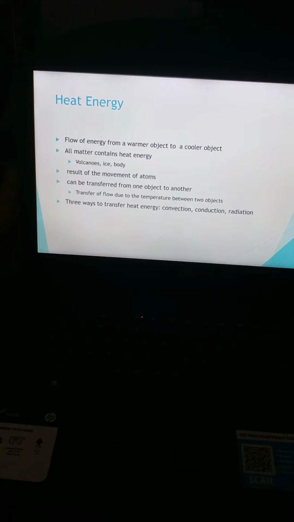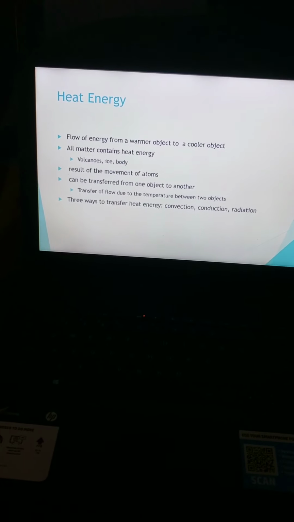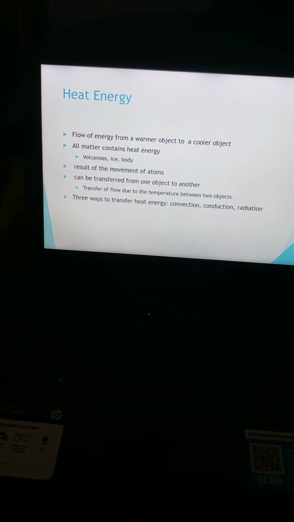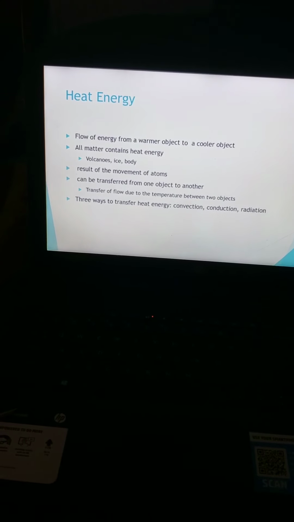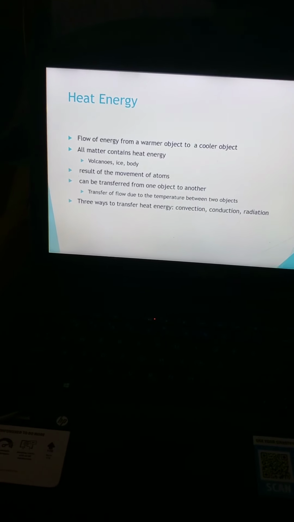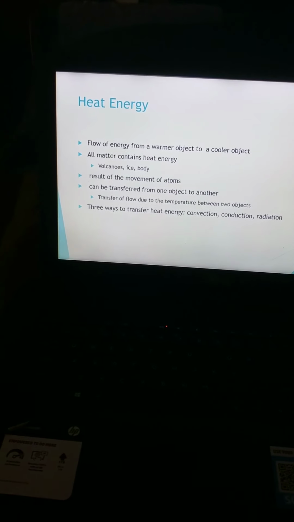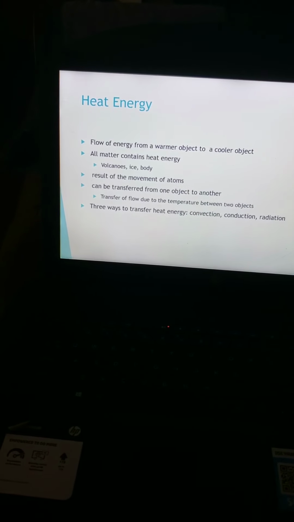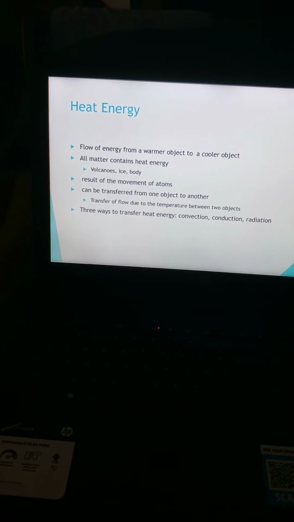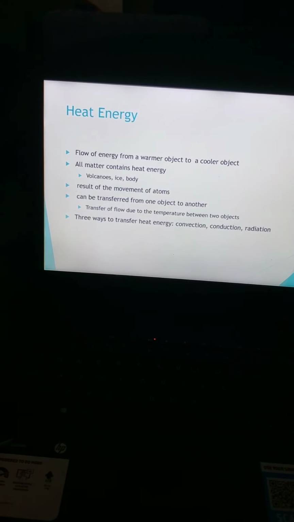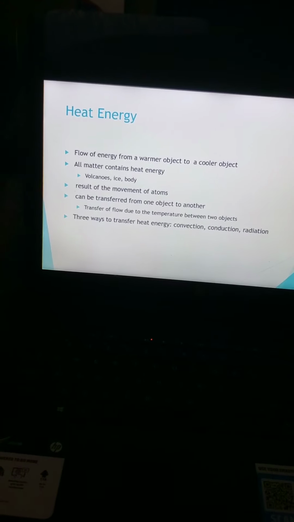All matter just happens to contain heat energy, such as volcanoes, ice, and even our bodies. Heat energy is the result of the movement of atoms, and it can be transferred from one object to another. This transfer of flow is due to the difference in temperature between two objects. There are three ways to transfer heat energy, which are convection, conduction, and radiation.